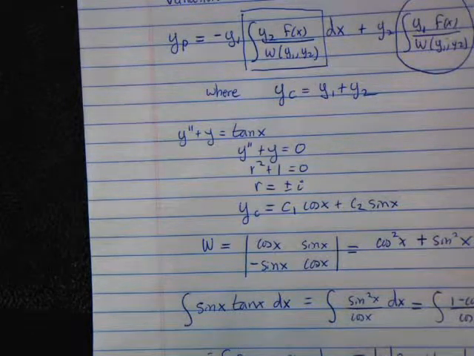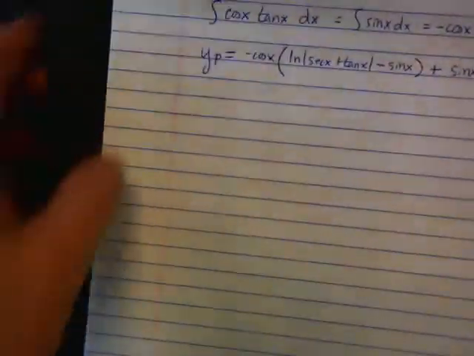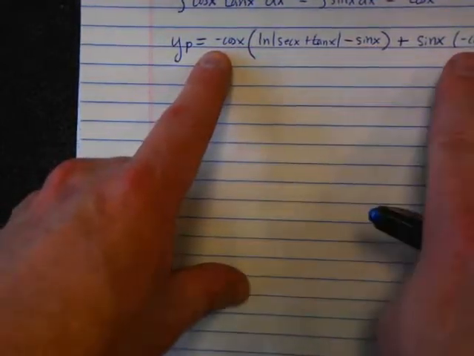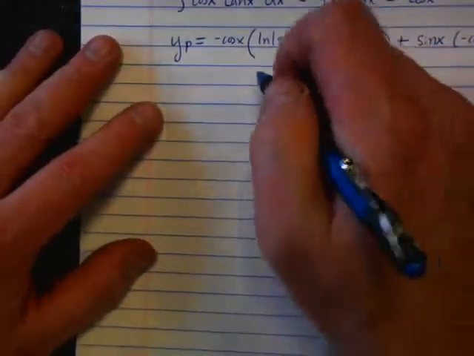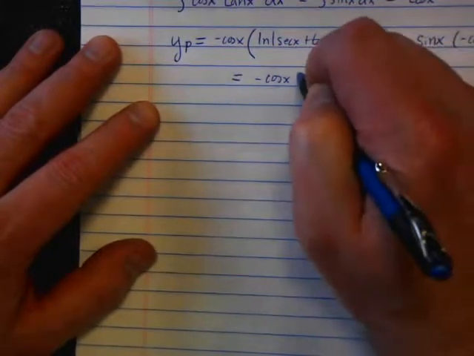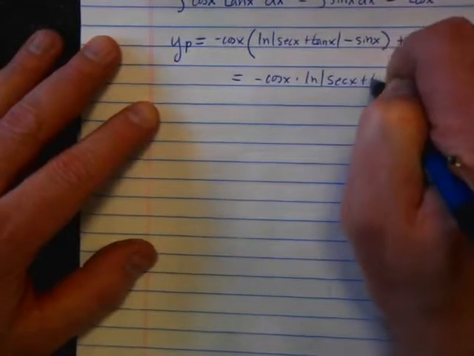On the particular solution, the sine x cosine x will cancel out. What he is saying is, if I took this negative cosine x and distributed it through, it would add up to 0 when combined with that one. That is correct. So he's saying you could simplify your solution to be negative cosine x times ln secant x plus tangent x. Absolutely.